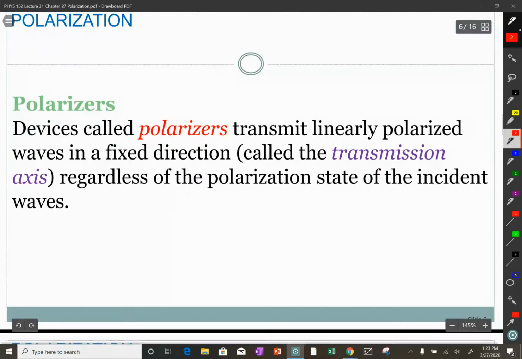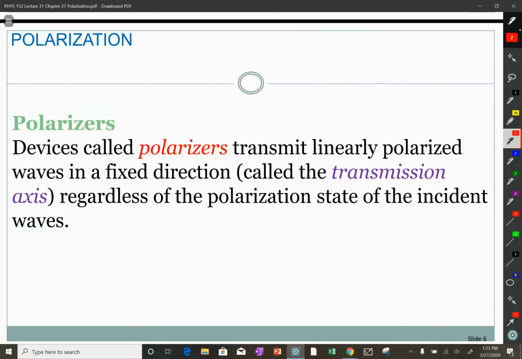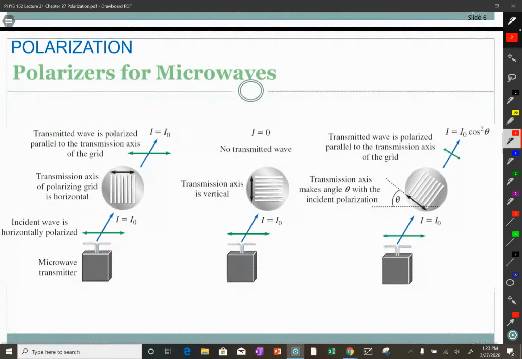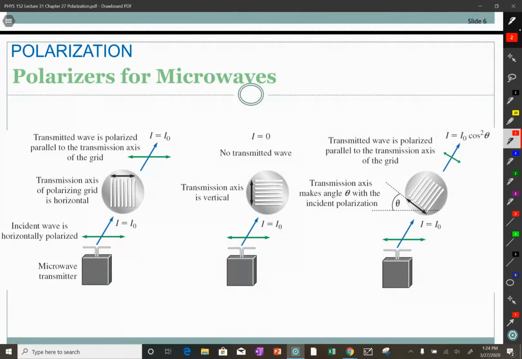So polarizers are things that transmit linear polarized waves in a fixed direction. You can, of course, change those. And here's a simple example of how to polarize microwaves. So microwaves are waves that have a wavelength that's longer than visible, longer than infrared, but still short in terms of if we were to measure with a ruler. So there are things on the order of a centimeter wavelength.